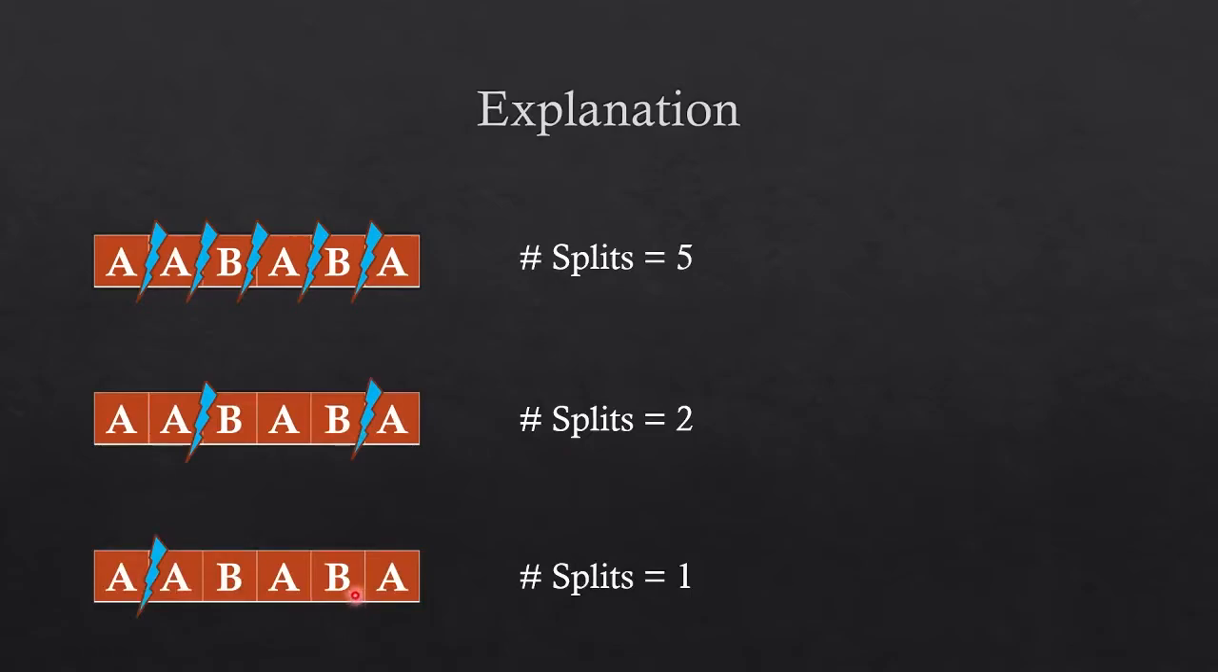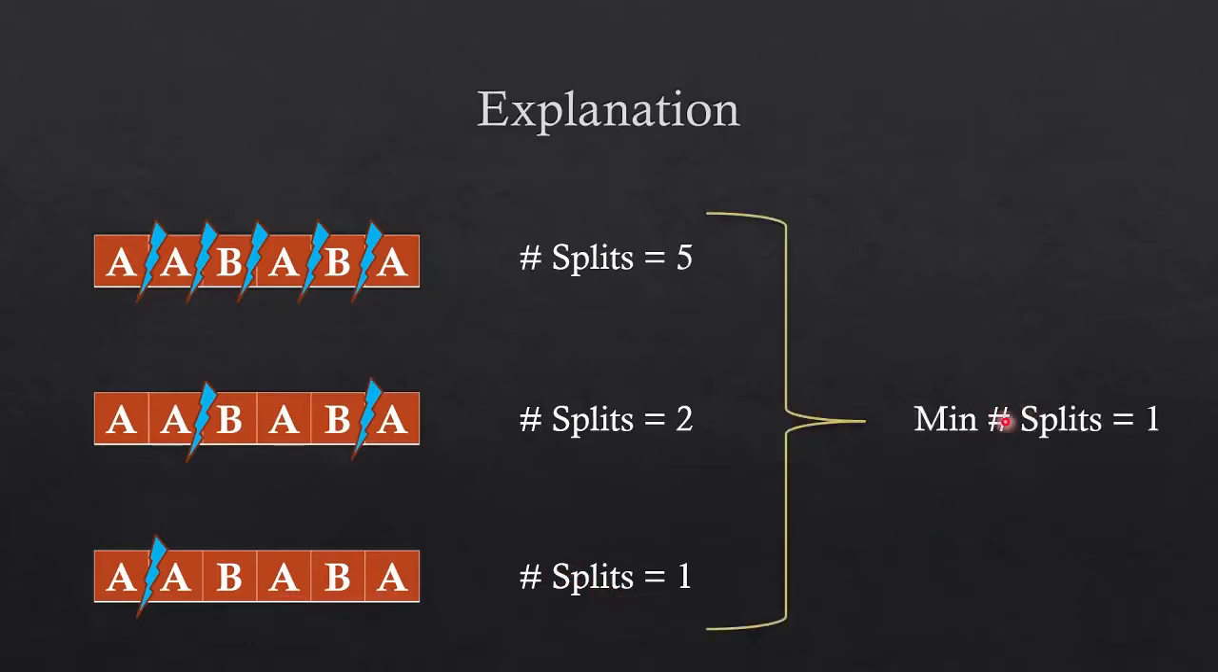And if you split like this, then you're going to find that all the parts are palindromes by themselves as well, because this is A, and this is ABABA, both of which are palindromes by themselves, but in this case the number of splits required is 1. And you take the minimum out of them, and the minimum number of splits you're getting in this problem is 1. So your task is to find this minimum number of splits.